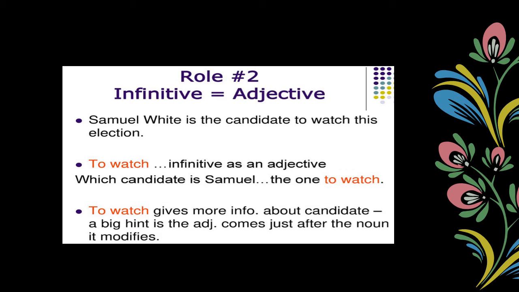To watch here functions as an adjective. Why? Which candidate is Samuel? The one to watch. To watch here gives more information about the candidate, Samuel White. And this is your big hint or clue in determining if it's an adjective or not. Your infinitive, to plus verb, should come immediately after the word it modifies, after the noun it modifies. So where is your noun here? The candidate. Candidate is a noun, so therefore to watch is an adjective.